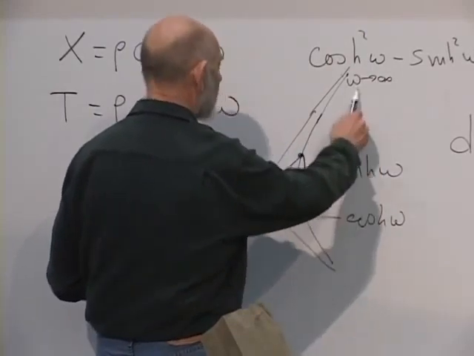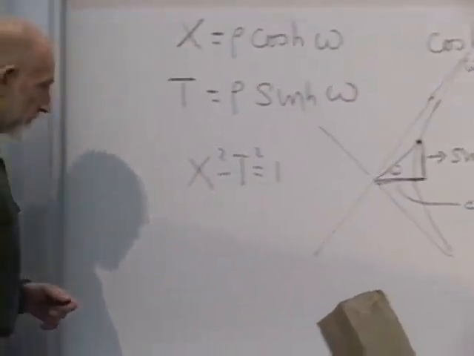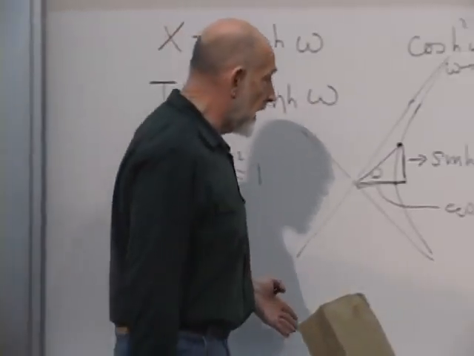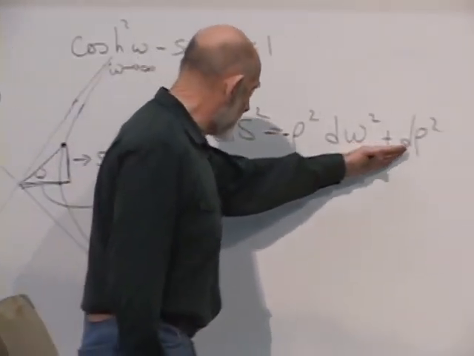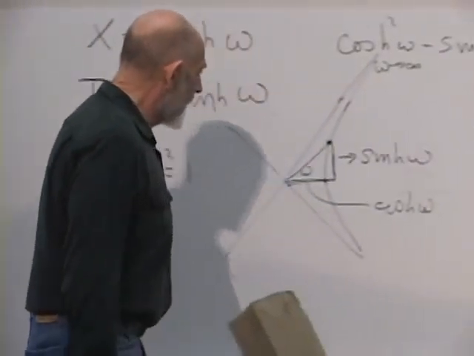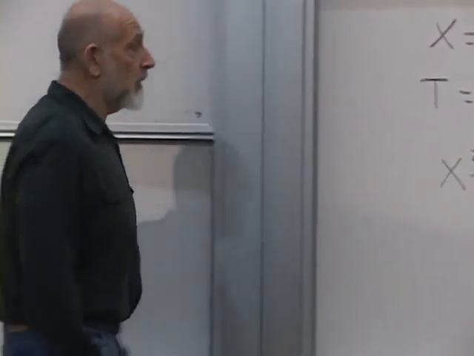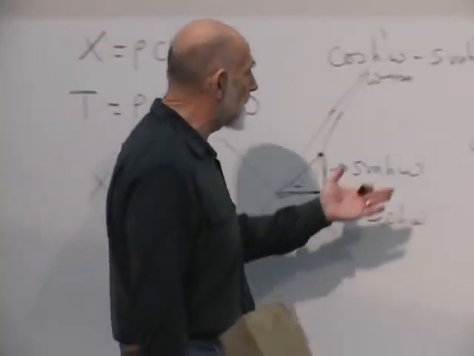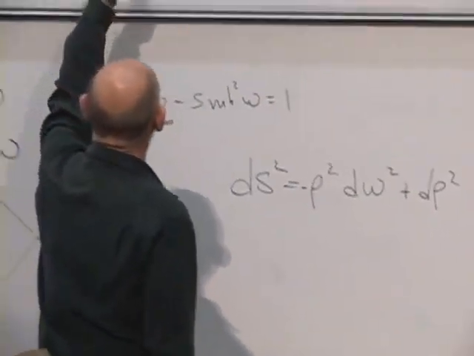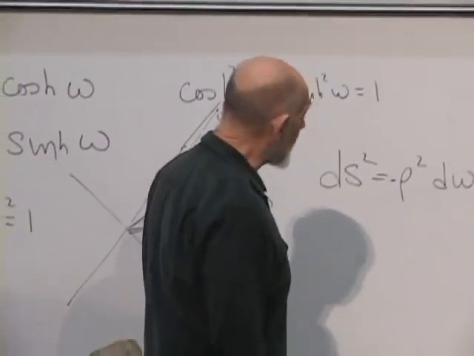Move along these hyperboloids, or hyperbolas. Omega is a kind of time. Rho is a kind of distance. Okay? And that's the metric. The s squared is minus rho squared omega squared, plus... we haven't worked this out, but it follows in a very similar manner to the way that it did up there.